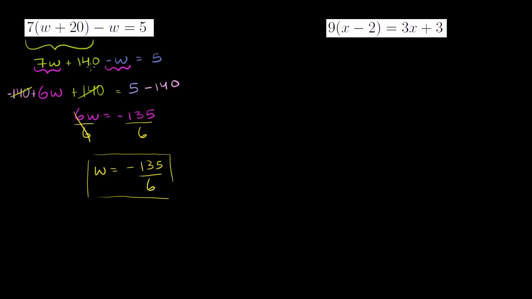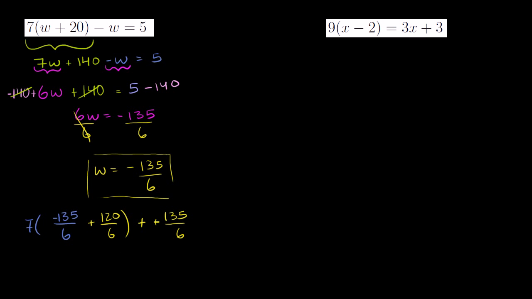And you can verify. Actually, let's verify, because this is kind of a strange looking answer. Let's verify that this is the answer. So 7 times negative 135 over 6, that's our solution for w, plus 20. Instead of 20, I'm going to write plus 120 over 6. 20 is the same thing as 120 over 6, right? Minus w. So w is negative 135 over 6. So subtracting a negative becomes adding a positive, right?